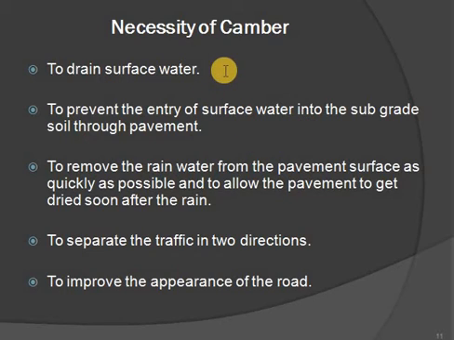Camber is usually provided so that it will drain off the surface water, prevent the entry of surface water into the subgrade through the pavement, and remove the rainwater. It will also separate the traffic in two directions, so providing camber is very useful. It will also improve the appearance of the road, which is a major thing.